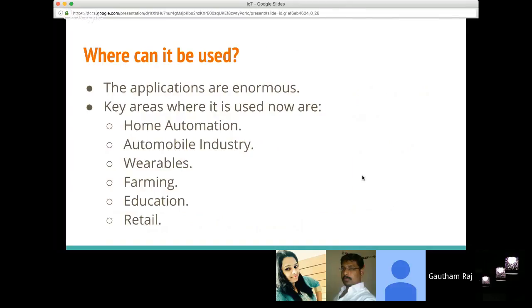The next one, where it can be used. As I told you before, the applications are enormous. The key areas where you use IoT today are basically home automation. The automobile industry has a lot of applications. I'll show you a short video on that. Wearables, farming, education, and even in the retail industry, it's possible.